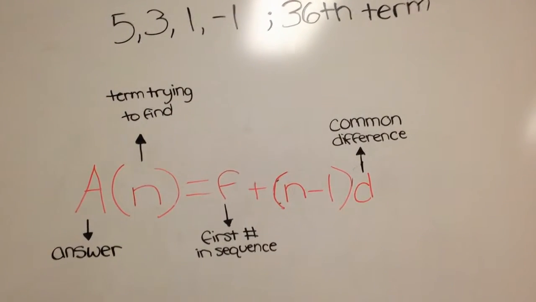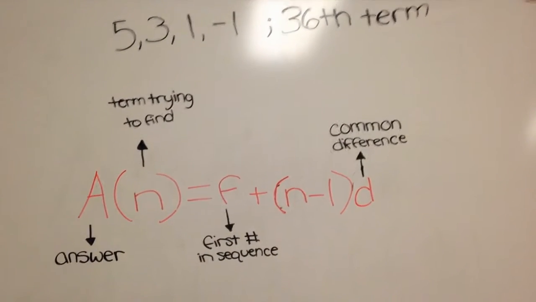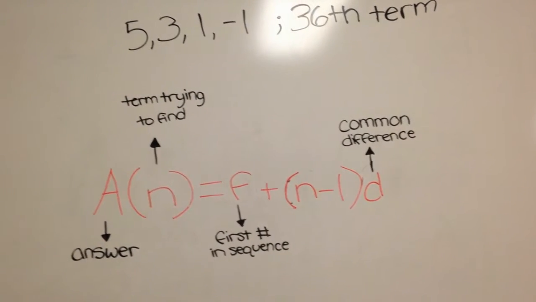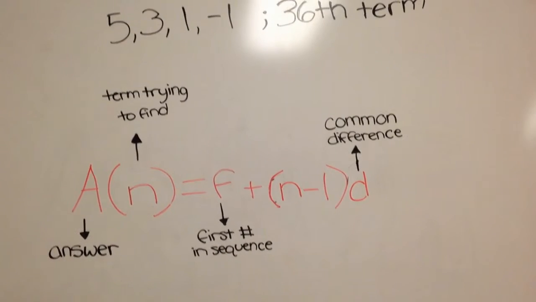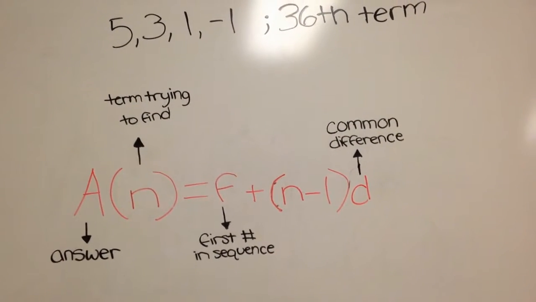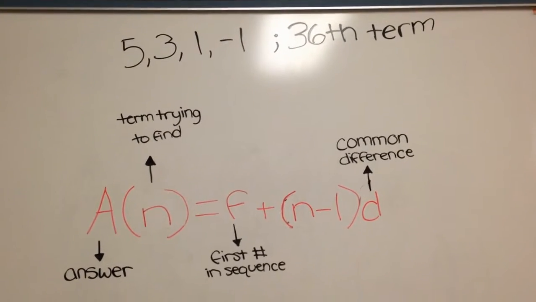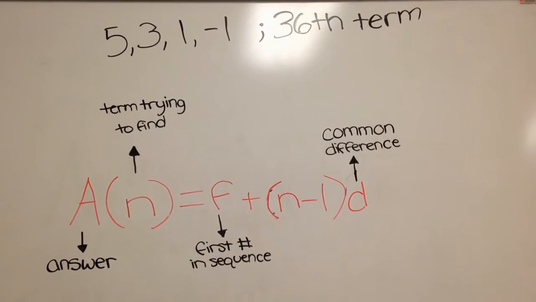Before we substitute the actual numbers for the variables, we have to know what the variables are. The variable a is the answer. The variable d is the common difference, or the number it increases or decreases by. The variable f is the first number in the sequence. And the variable n is the term we're trying to find the answer to. Now substitute the terms for the actual numbers.